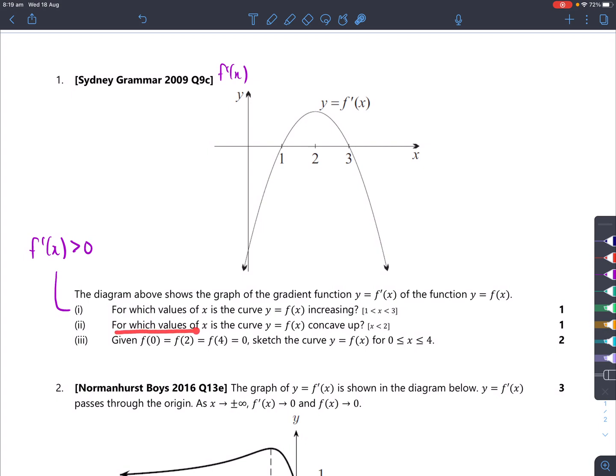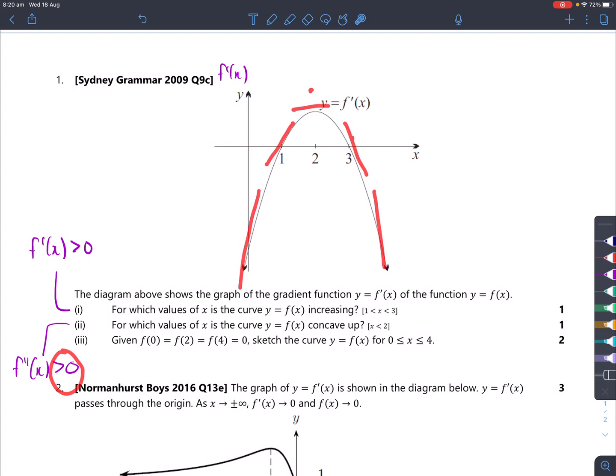Part 2, for which values of x is the curve y equals f of x concave up? So concave up means that the second derivative is greater than 0. So if we're finding out the second derivative of a graph, which is already the first derivative, this means that we have to differentiate this function again. When we differentiate this function again, we are actually finding out the gradient of the tangents of any point along this curve. So where is the gradient of this tangent of the f dash x curve greater than 0?